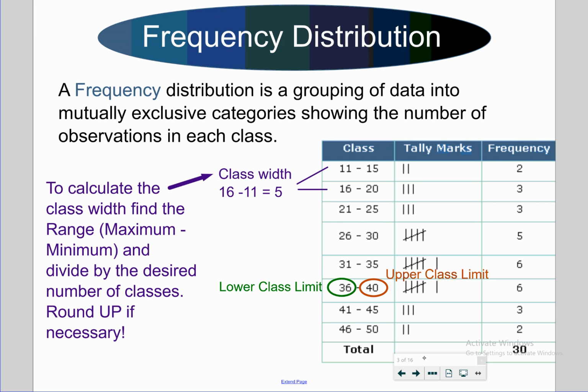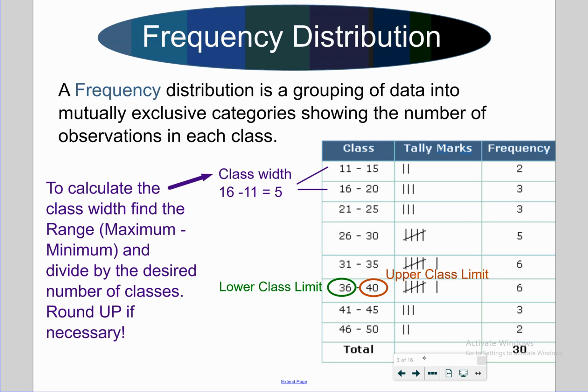We subtract either the first value in each, or you can use the last value in each. That's fine. The bottom number is called the lower class limit. The top number is called the upper class limit. To calculate how wide our classes need to be, we find the range of values, which you guys have done before. That's our highest value minus our lowest value. Then you divide it by how many classes you want. So let's say my range is 50 and I want 5 classes. 50 divided by 5 tells me that each of them needs to be 10 units wide. That would be my class width.